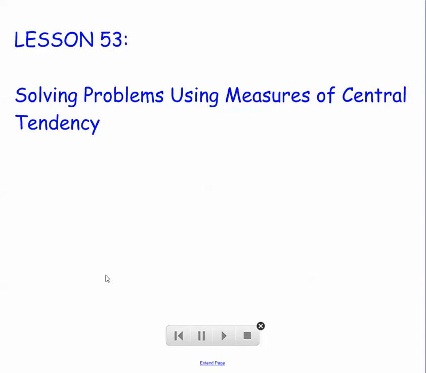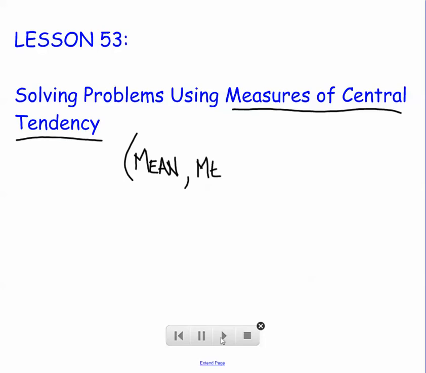Solving problems using measures of central tendency. Measures of central tendency, by the way, are just averages, like mean, median, and mode. Those are measures of central tendency, measures of the middle. Central tendency just means the middle. So it sounds real fancy, but they're just mean, median, and mode. So let's get on with it.